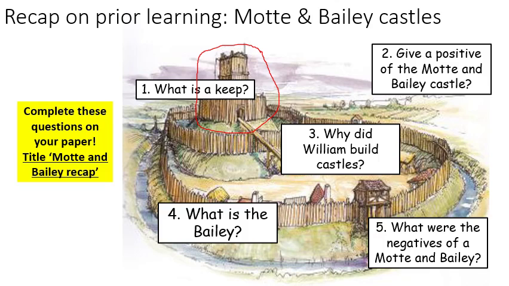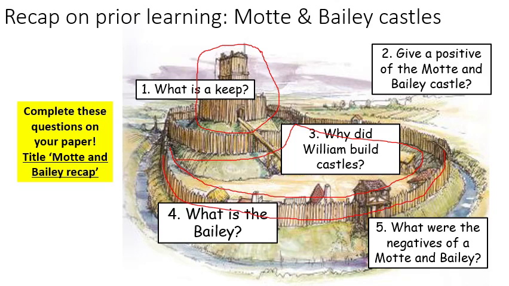Then number 4, I asked you, what is the Bailey? So the Bailey is all of this area here. So anything inside the fence, okay, is the Bailey. And the fence that goes around the outside, so this bit, is the palisade. Okay, so that's the wooden fence, but the Bailey is anything inside that. And often people would live in there. There'd be farm animals and stuff in there as well.